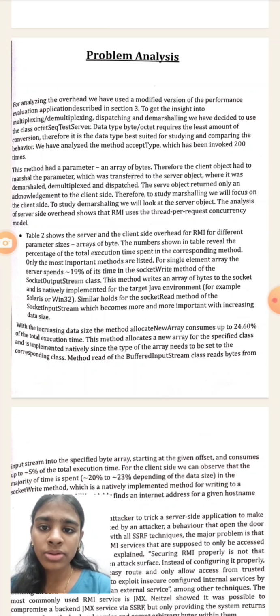We have decided to use the class OctSeq test server. Data type byte or octet requires the least amount of conversion. Therefore, it is the data type best suited for studying and comparing the behavior. We have analyzed the method accept type, which has been invoked 200 times.